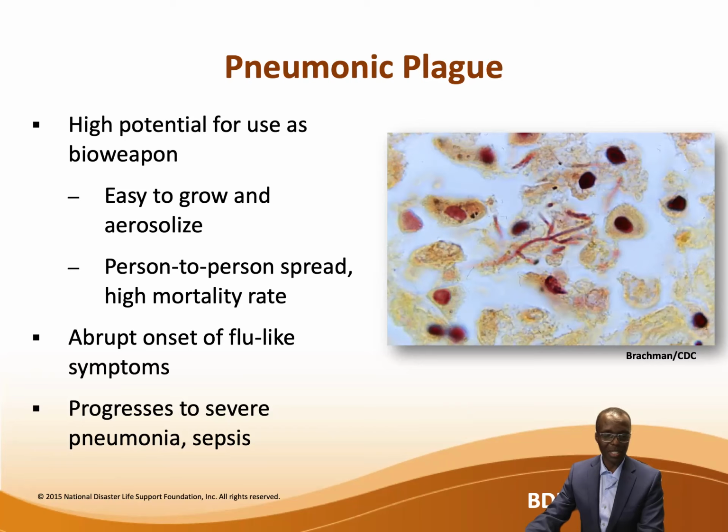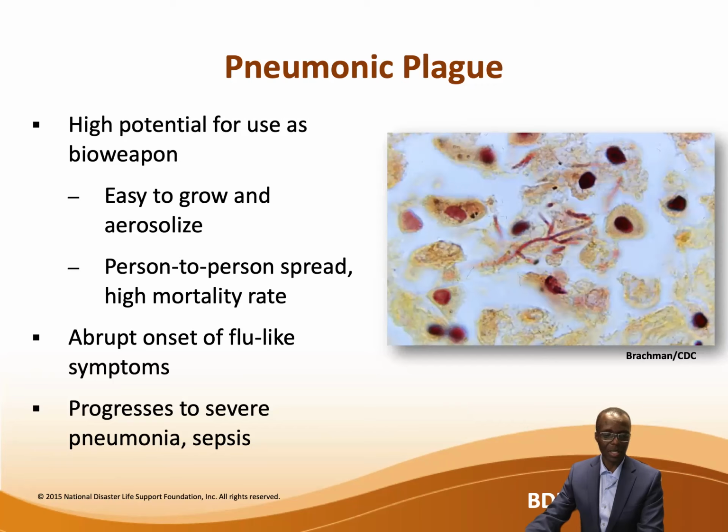Plague is thought to be a disease at high probability for use as a bioweapon. The bacterium is easy to grow in large quantities and relatively easy to disseminate, especially as an aerosol. Plague spreads from person to person and has a high mortality rate.